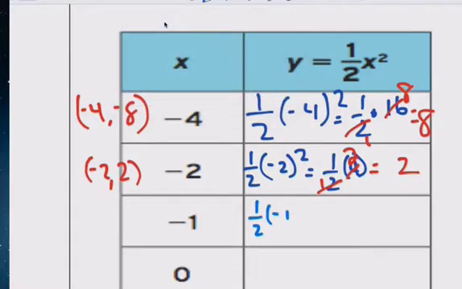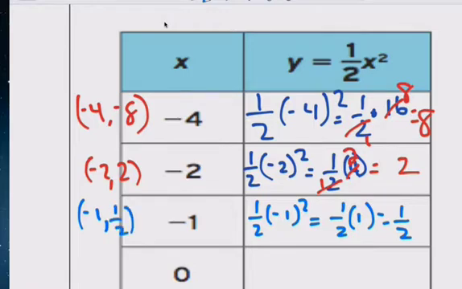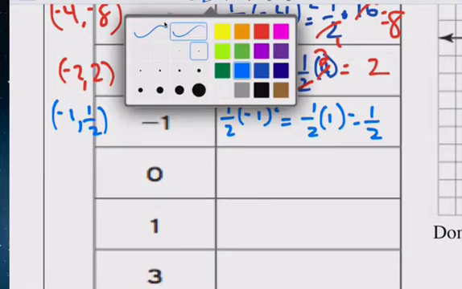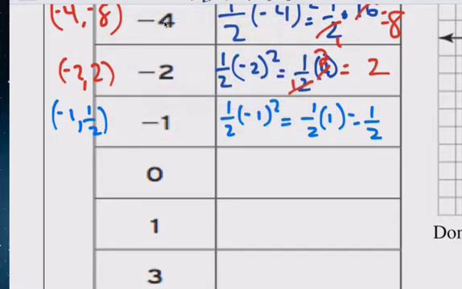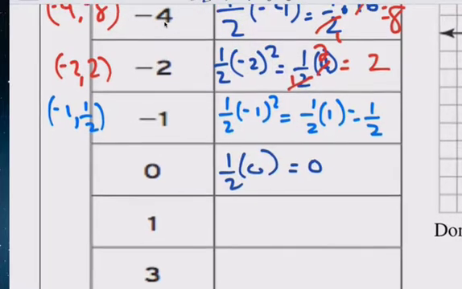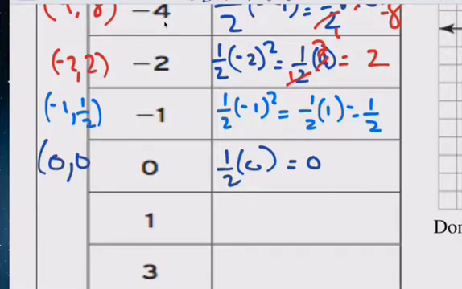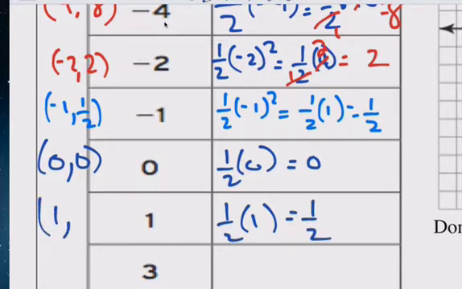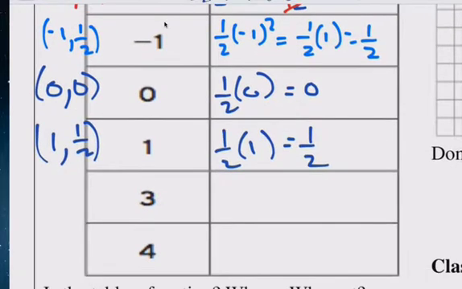1/2 times negative 1 squared. 1/2 times 1 is 1/2. So the ordered pair is negative 1 and 1/2. Okay, so you got 1/2 times 0 is 0. So 0, 0. 1/2 times 1 is 1/2. So 1 and 1/2.